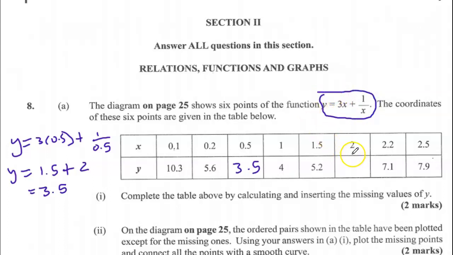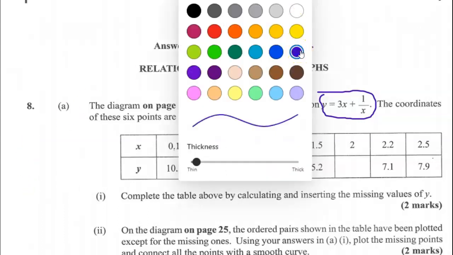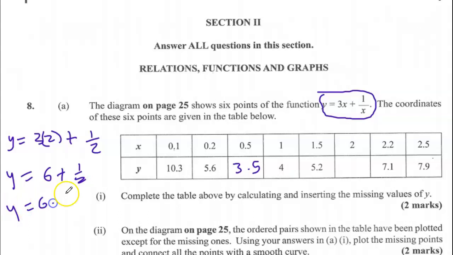Let's get the missing value now for when x is 2. So when x is 2, y equals 3 times 2 plus 1 over 2. This is 6 plus a half, that's 6.5, right? So when x is 2, y is 6.5.